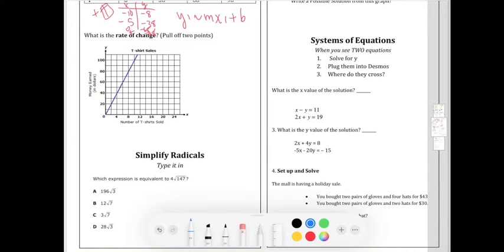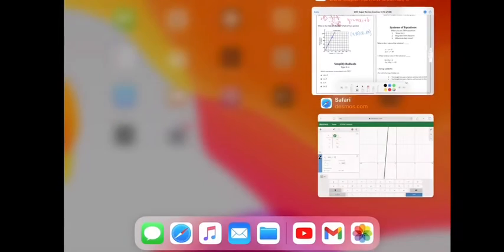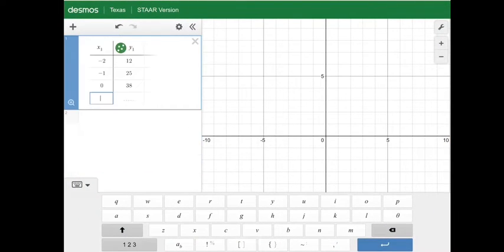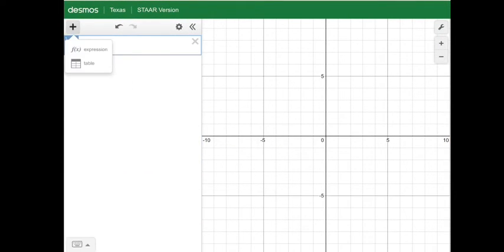Rate of change, same thing. Rate of change from a graph is just the slope. So in order to find slope, I'm going to pull off two perfect points. Here's a perfect point. That's the ordered pair, 4, 40. Here's another perfect point. That's the ordered pair, 8, 80. You can solve this by hand using the slope formula, or you can use Desmos and just type those in.